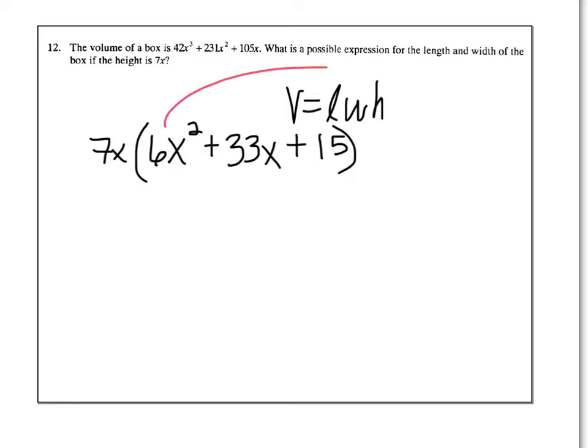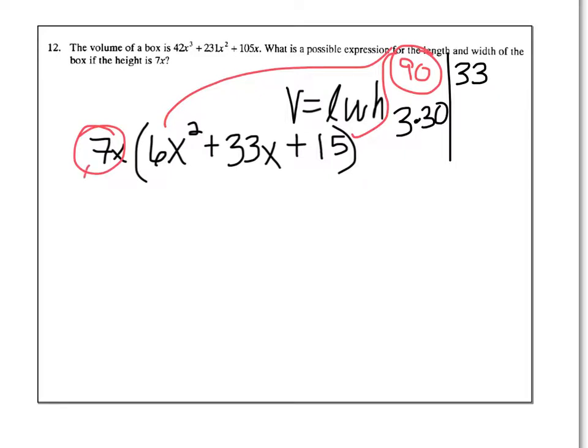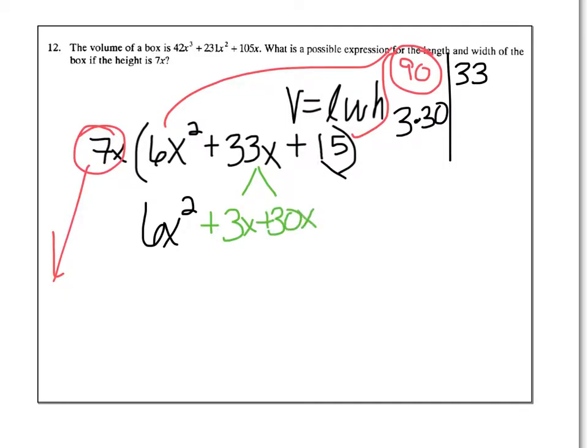So we're going to go 6 times 15, which is 90. And I need factors of 90 that add up to the middle, which is 33. Well, hopefully one of the most common factors of 90 is 3 and 30. And that adds up to 33. So the 7x we'll worry about at the end. So we've got 6x squared. Break apart our 33x with 3x and 30. And then bring down the plus 15.